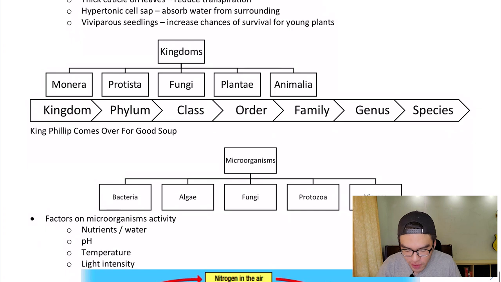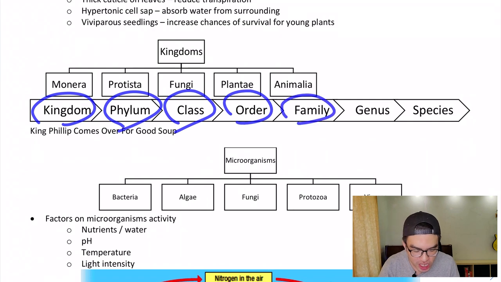Moving on, you have your five kingdoms: Monera, Protista, Fungi, Plantae, and Animalia. Simple stuff. And how do you classify all organisms? You use kingdom, phylum, class, order, family, genus, species.